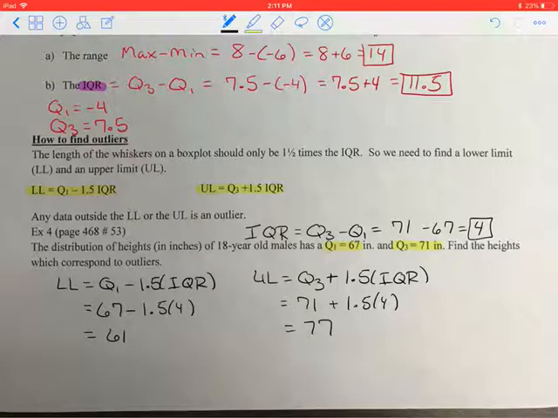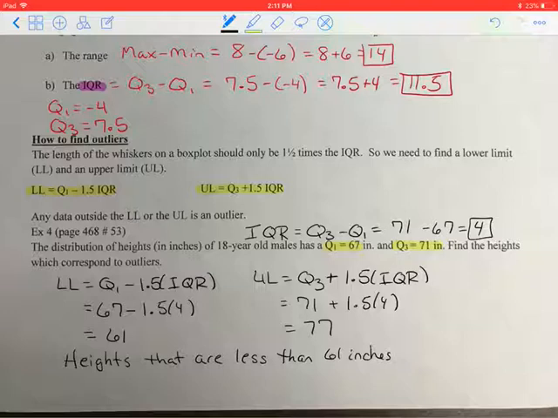So we have our lower limit and our upper limit. So what that means is that heights that are less than 61 inches, because that's our lower limit, so we don't want to go any lower than 61. And then we also don't want to go any higher than 77. So we'll say heights that are less than 61 inches or greater than 77 inches are outliers.